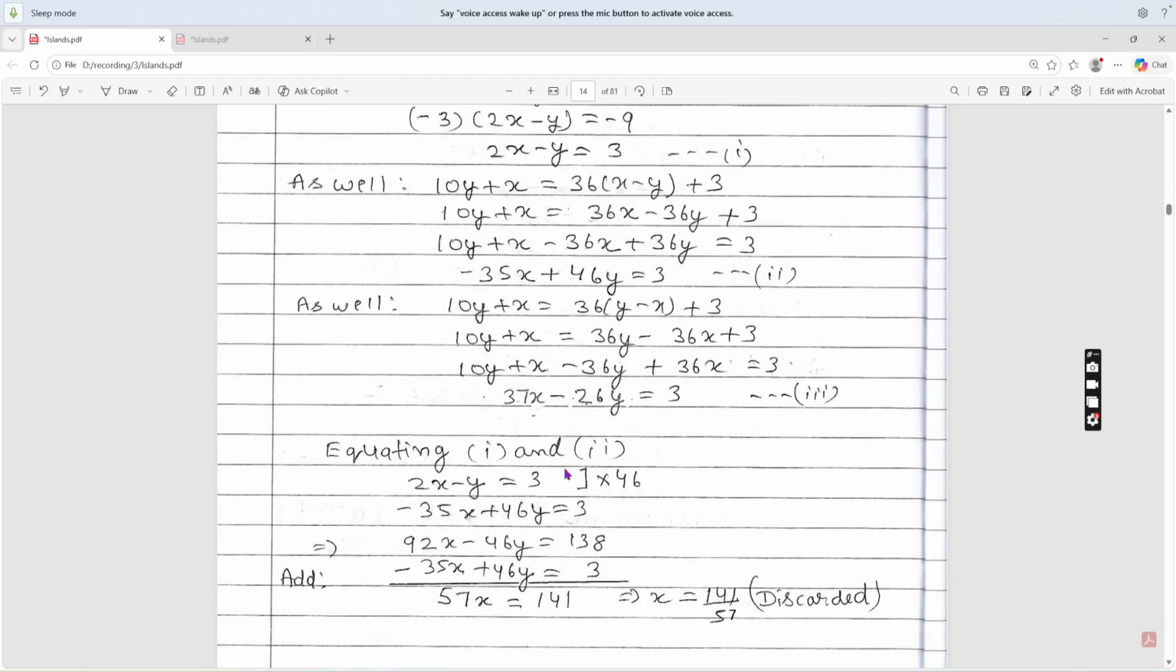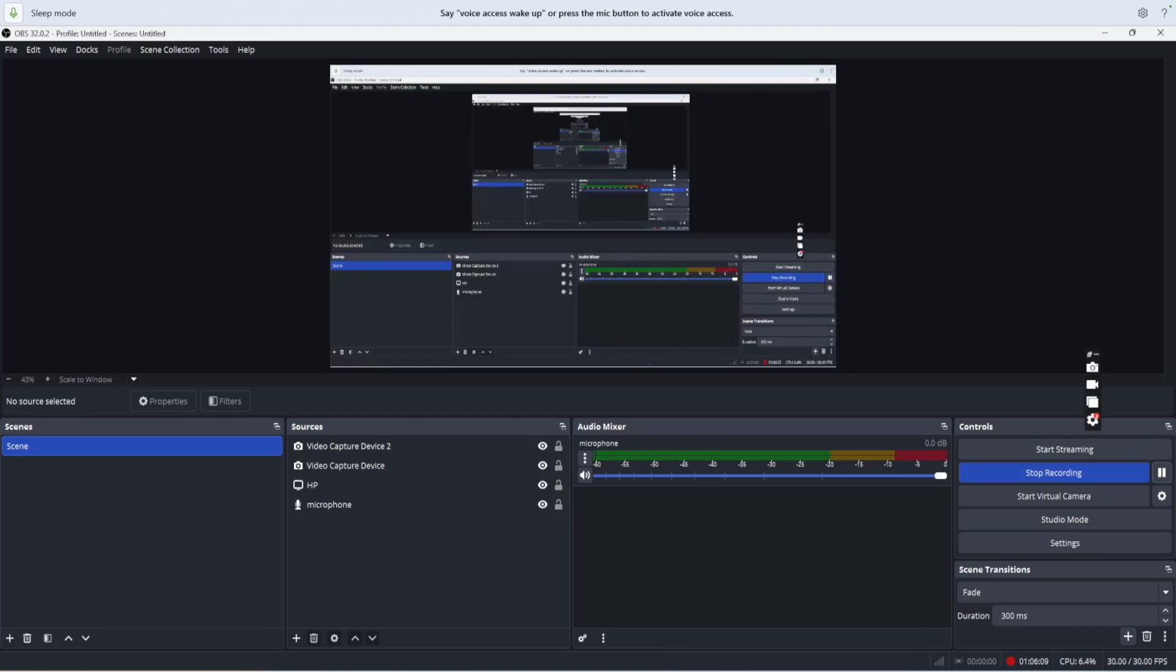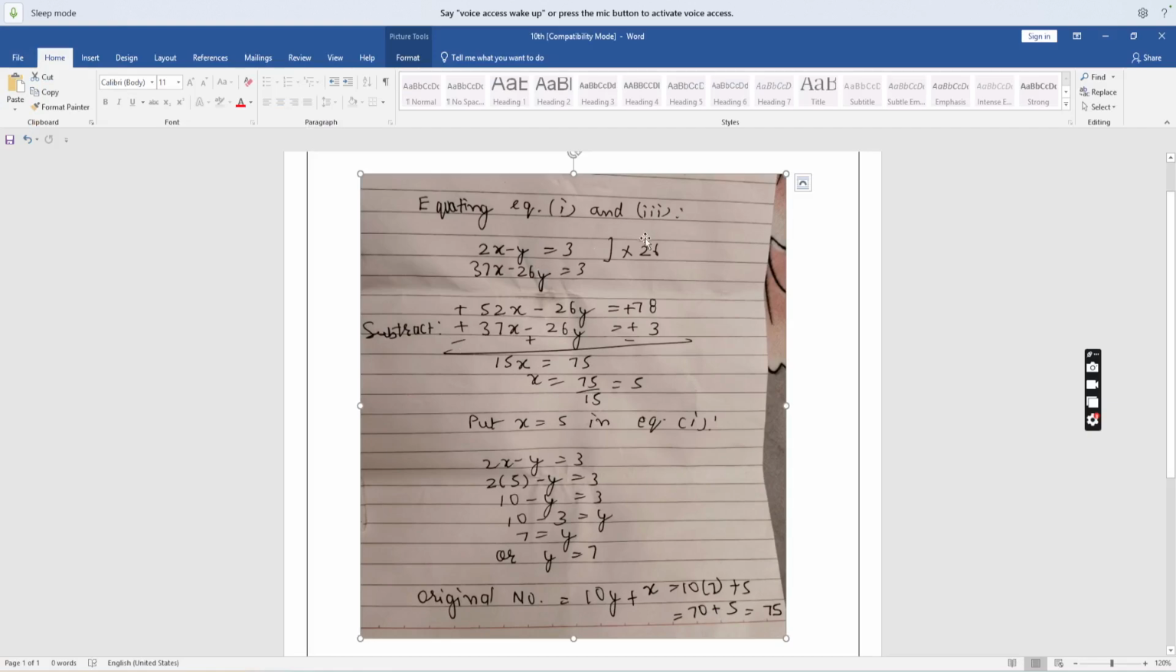Okay, from here we can do further. Okay, now we are going to solve this. Just see equation 1. Equation 1 is 2x minus y is equal to 3. And equation 3 is 37x minus 26y is equal to 3. Now we are going to multiply the first equation by 26 in order to make the coefficient of y equal. We are going to multiply 26 by minus 1 in order to get minus 26, which is the coefficient of y in the third equation.